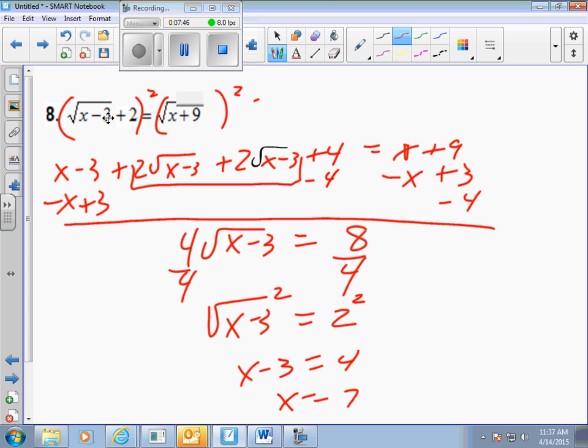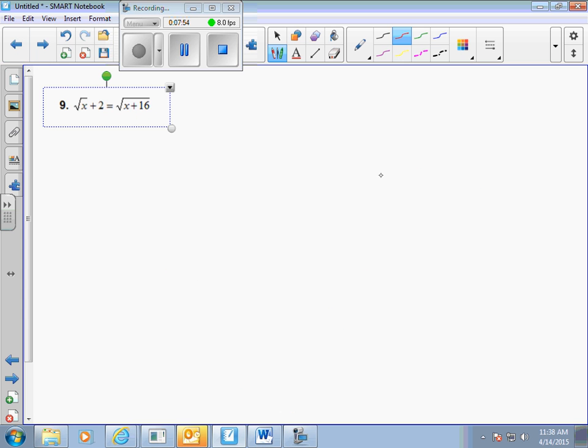Check it in here. I get 7 minus 3 is 4. Square root of 4 is 2. 2 plus 2 is the same as the square root of 16. That is correct. Next one, number 9.